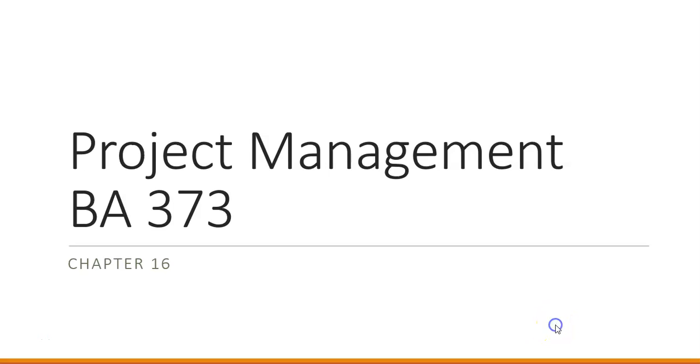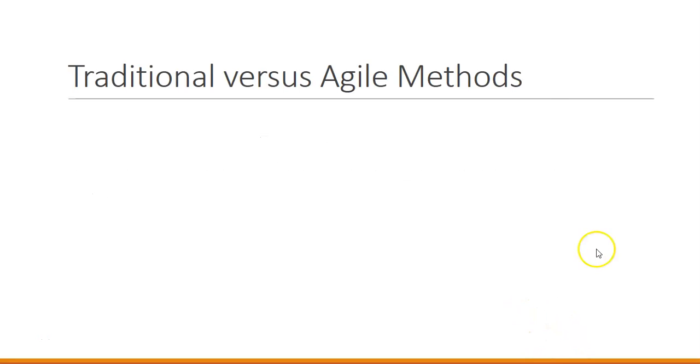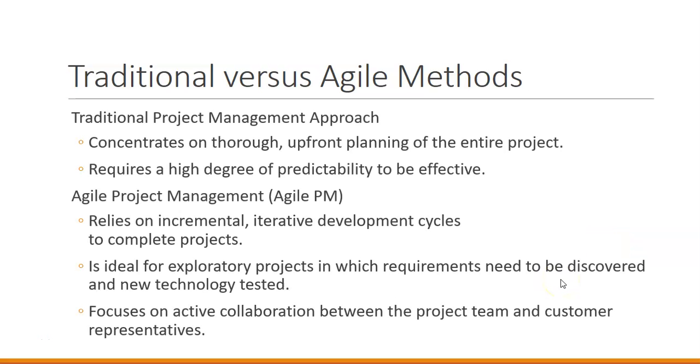Project Management, Chapter 16. In Chapter 16, we're introduced to Agile Project Management. Agile Project Management is almost the opposite of traditional project management. In traditional project management, we have very thorough upfront planning of the entire project, whereas with Agile Project Management, we don't really know when the end product is going to be produced, how much that end product is going to cost, or what even the final end product could potentially be.